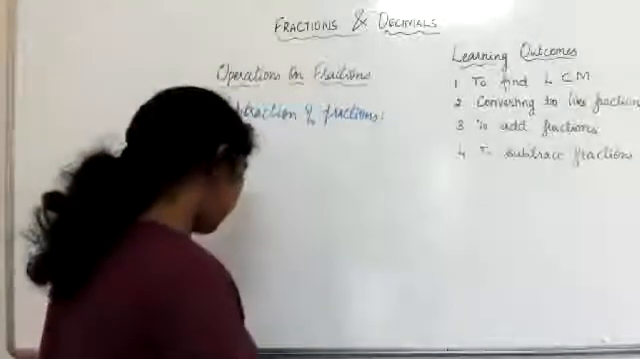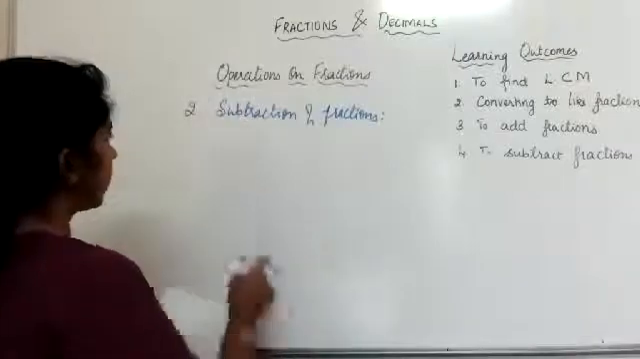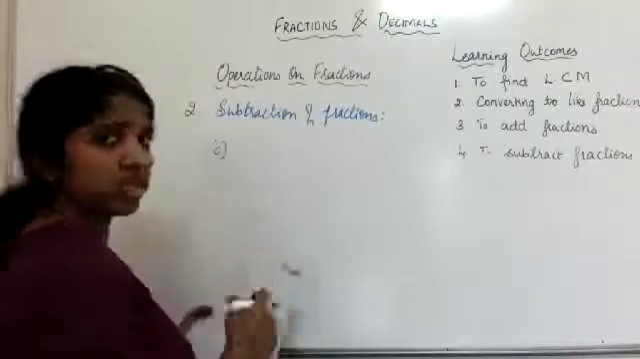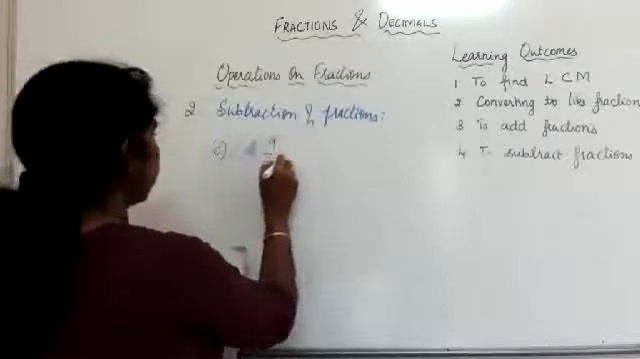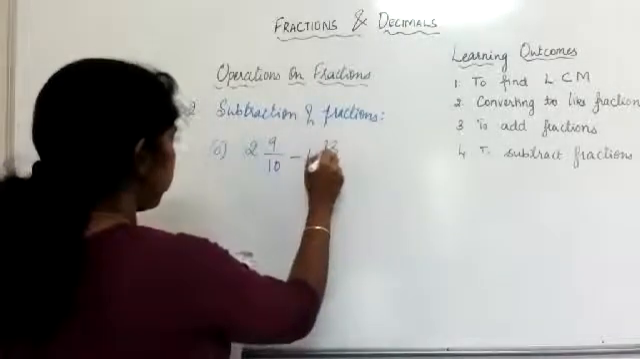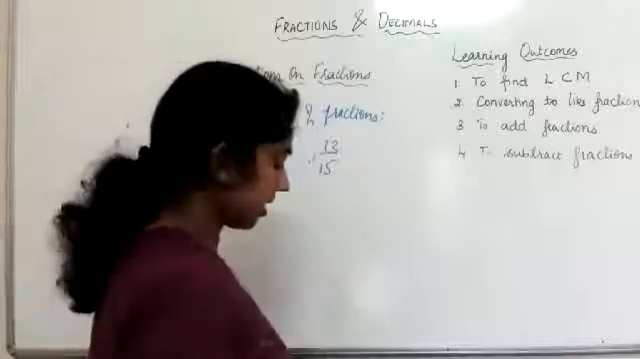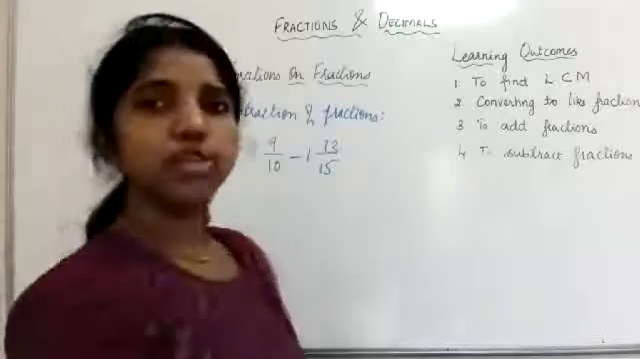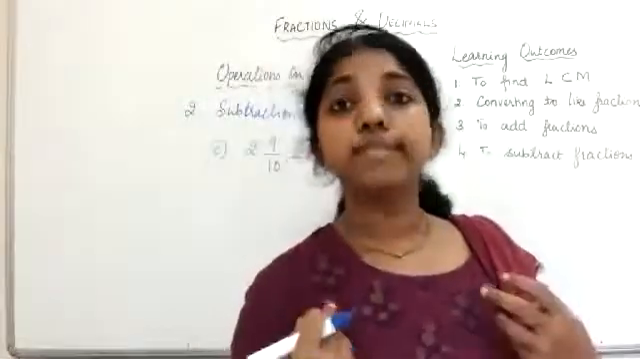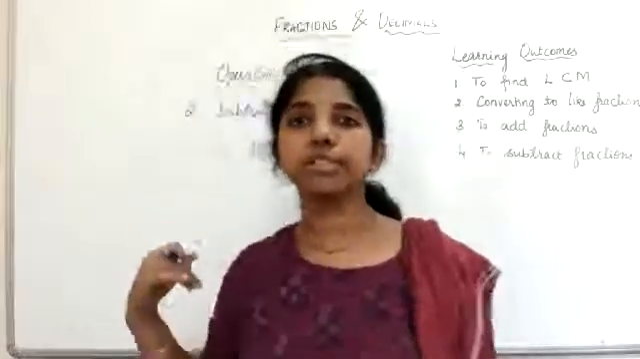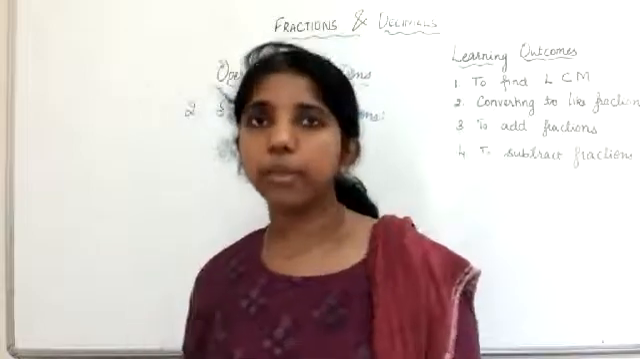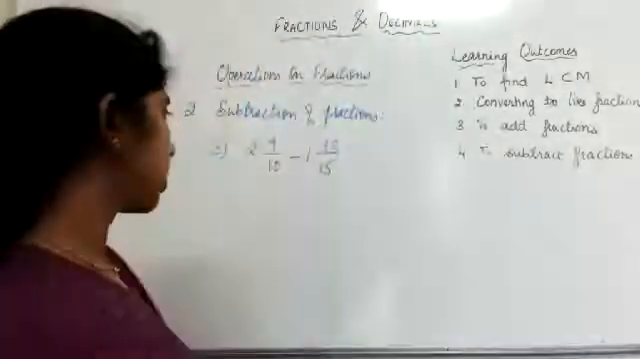Next we will go for the subtraction of mixed fractions. Again, the same way we are going to do, nothing new here. 2 9 by 10 minus 1 13 by 15. So this is the mixed fraction given. First thing we need to do is convert this mixed fraction to an improper fraction.